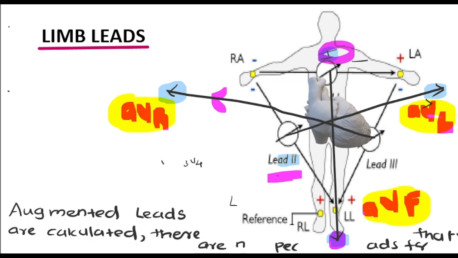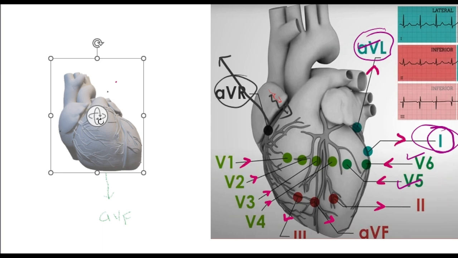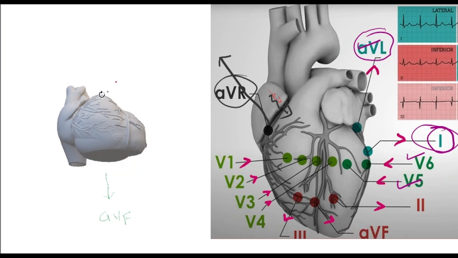Let's start with AVF. Where AVF is going, it's going towards the lower side. It's going down. So let's take a picture here. Where exactly is AVF? I told you this is AVF, but where exactly? For that, again, I will show you a three-dimensional picture. Let me take this heart and I will rotate it just a bit. Okay. Now this is where exactly this AVF is starting.